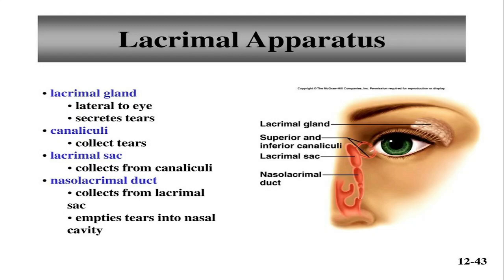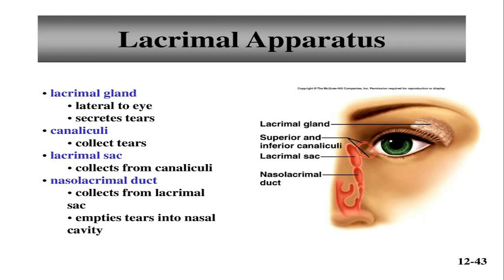The lacrimal gland is located in the upper outer corner of the orbit and is responsible for producing tears. The gland secretes tears onto the surface of the eye through small openings called lacrimal ducts. From there, the tears move across the surface of the eye and drain into the lacrimal sac, which is located in the medial aspect of the orbit.